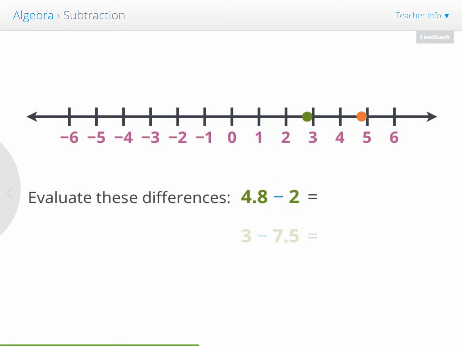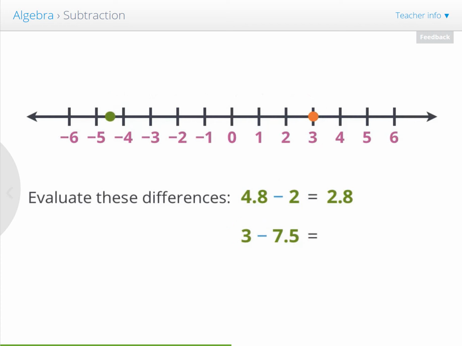So where are we now? What's 4.8 minus 2? Excellent. So 4.8 minus 2 equals 2.8. Now what about 3 minus 7.5? Well, we're starting at 3 and then moving 7.5 to the left. So 1, 2, 3, 4, 5, 6, 7, and another 0.5.